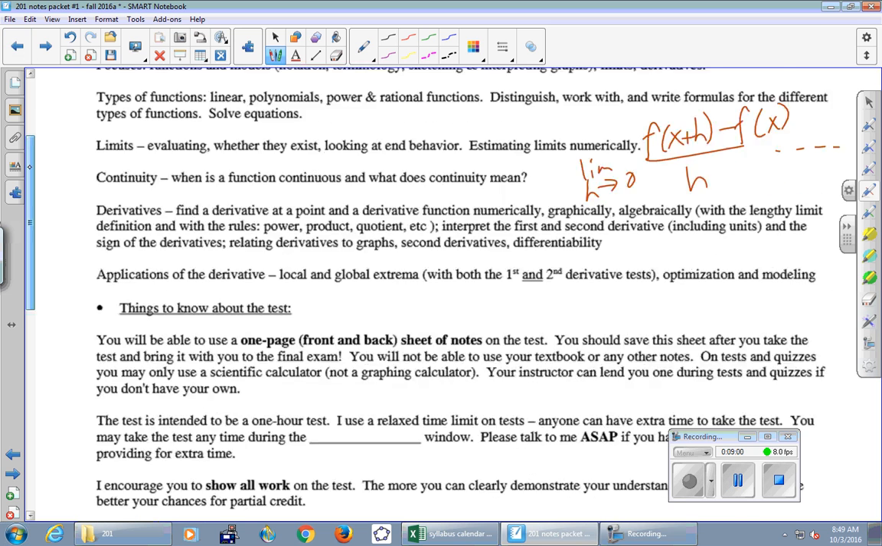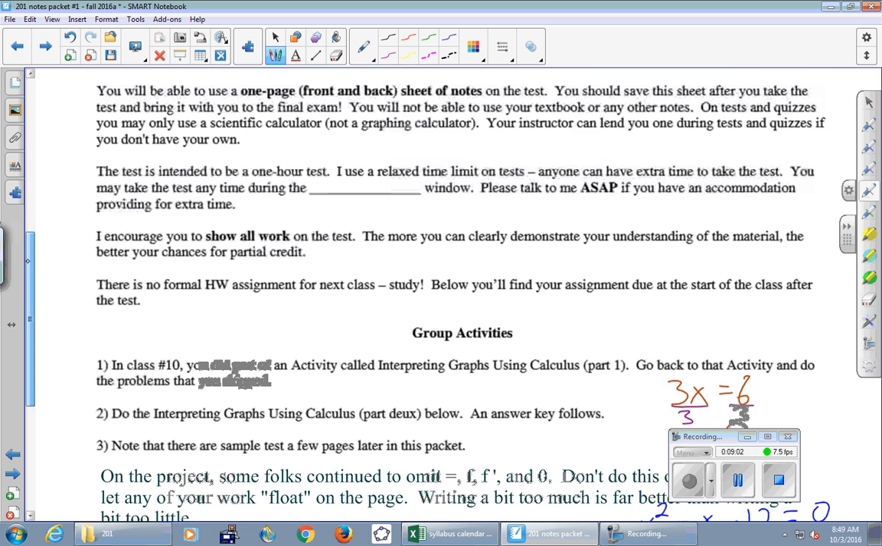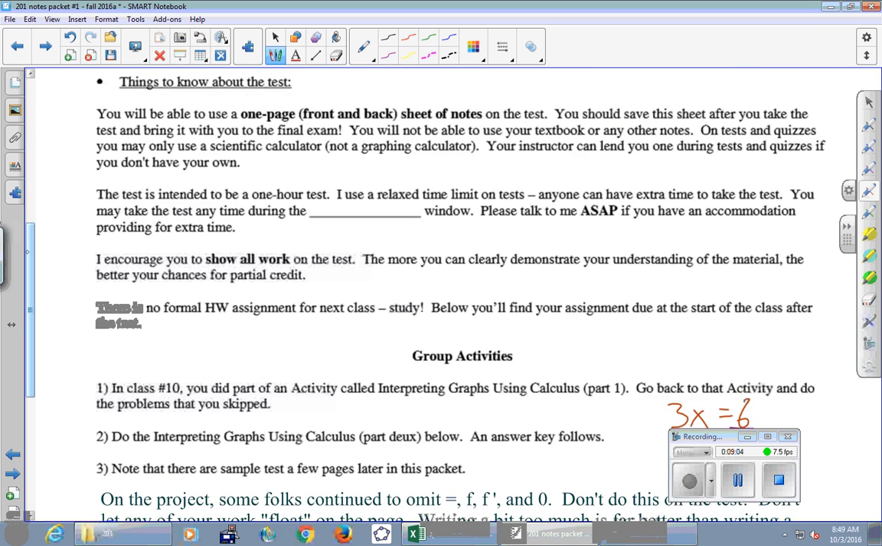Okay, so continuing on, things to know about the test. You will be able to use a one-page front and back sheet of notes on the test. You can write anything that you want on this piece of paper, 8.5 by 11, front and back, write really small if you want to. You can write theorems, you can write definitions, you can write formulas, you can write practice problems worked all the way out step by step, right? Lyrics to your favorite Taylor Swift song, whatever you want to do to keep you inspired on that test, you can put on the piece of paper.